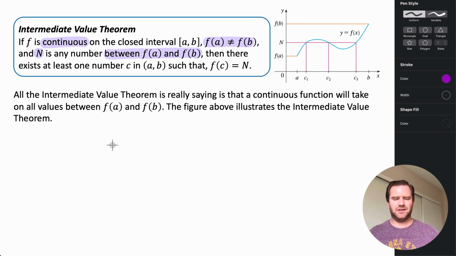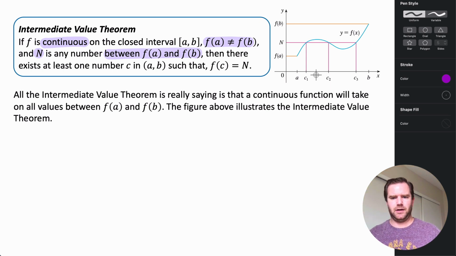Now really, what is all of this saying? All this really says is that if a function is continuous, then it will take on all of the y values between f of a and f of b, between the starting and ending point of our closed interval.